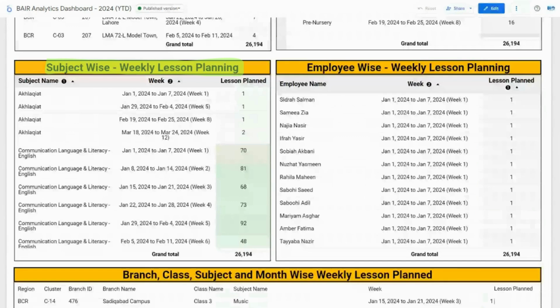The Subject-Wise Weekly Lesson Planning chart provides a summary of lessons planned by subjects on a weekly basis. It organizes the data by subject and week, displaying the number of lessons planned for each subject during each week. The Employee-Wise Weekly Lesson Planning chart provides a summary of lessons planned by employees on a weekly basis. It organizes the data by employee and week, showing the number of lessons planned by each employee during each week.